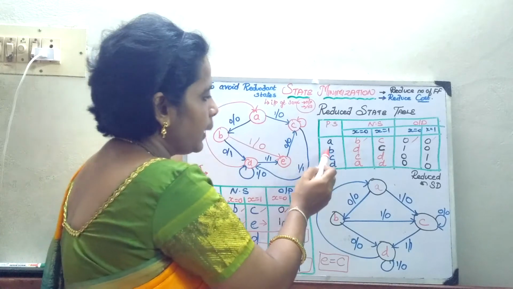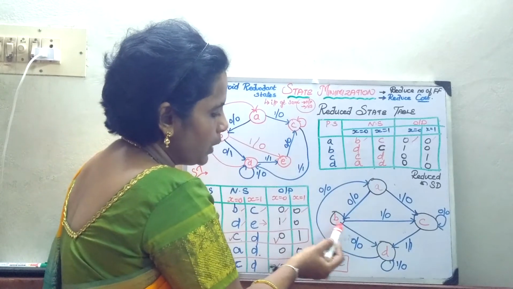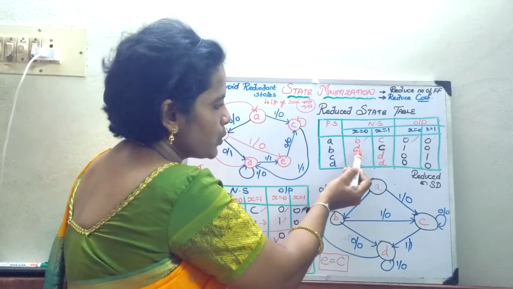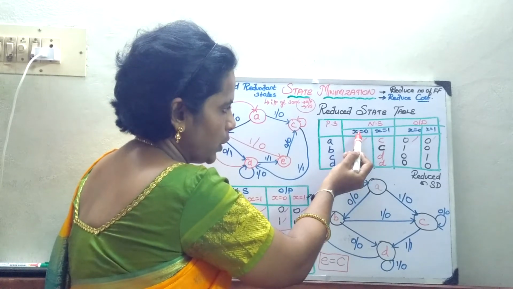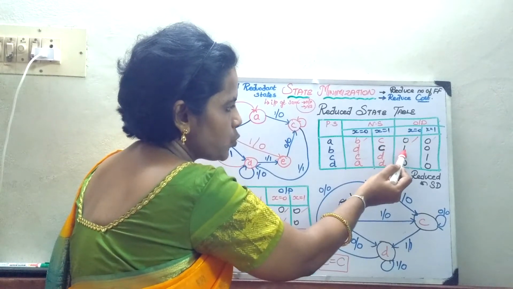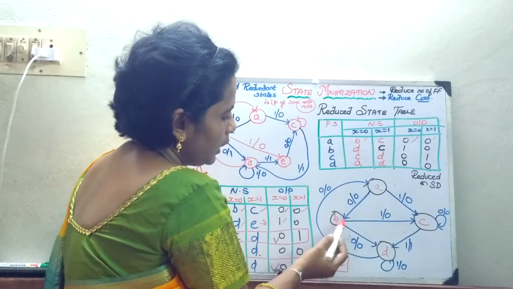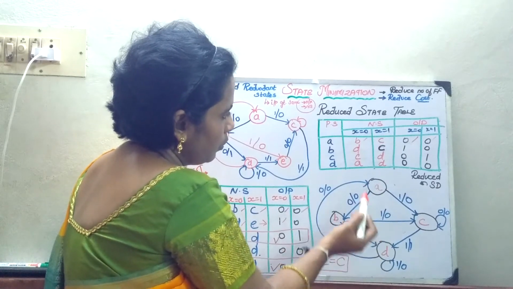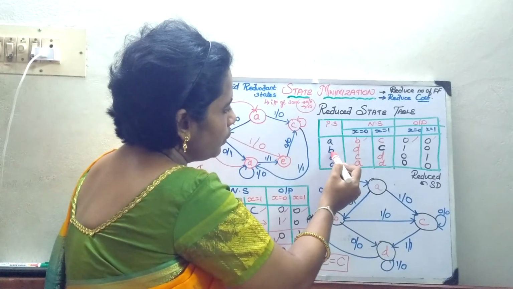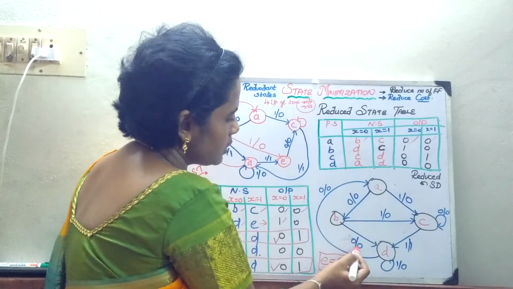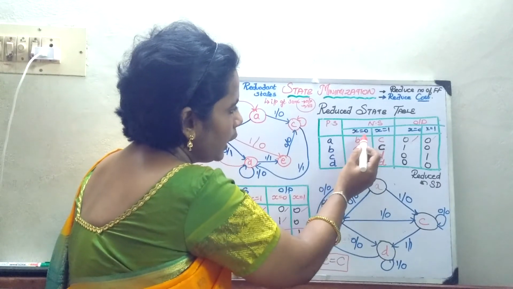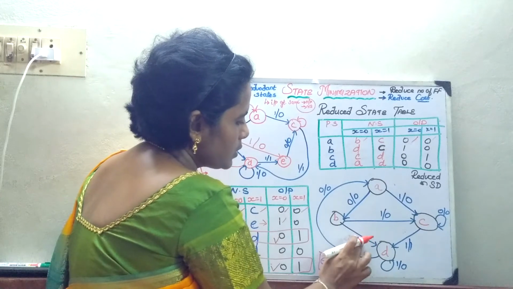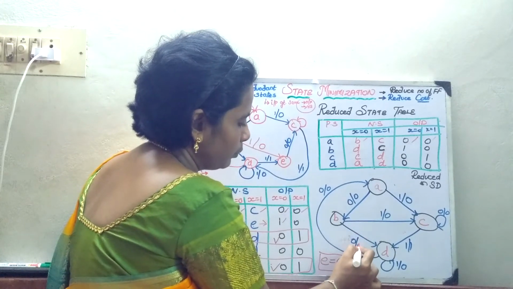Similarly, the next thing, B. B goes to D when my input is 0. When that input is 0, output is 1. So 0 bar 1. Okay. B goes to D when my input is 0, and at the same input here the output is 1.